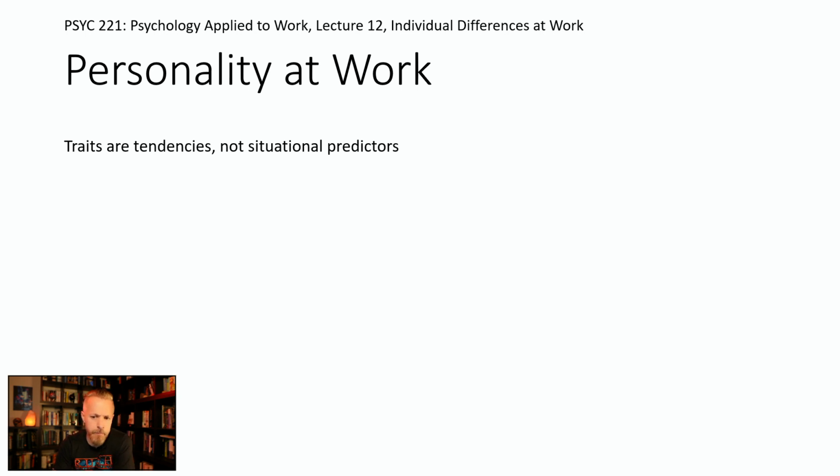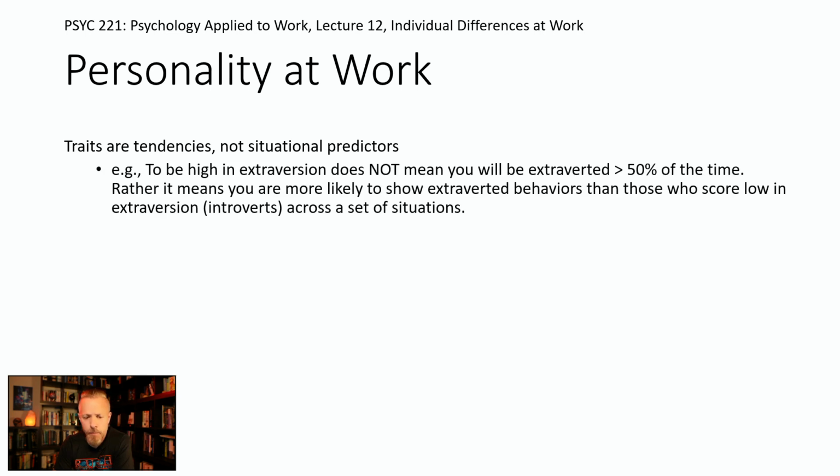So traits are tendencies. They do not firmly predict individual situations. They are reasonable predictors across the average of lots of situations. So how does that show up? We'll use an example here in extroversion. If you are high in extroversion, if you are an extrovert, if you are an off-the-charts extrovert, that doesn't mean that in every social situation you're going to act extroverted.